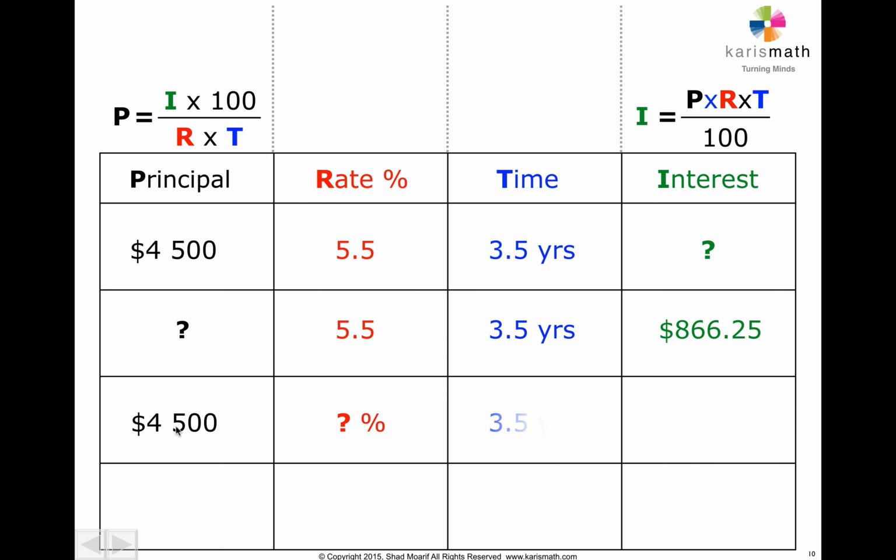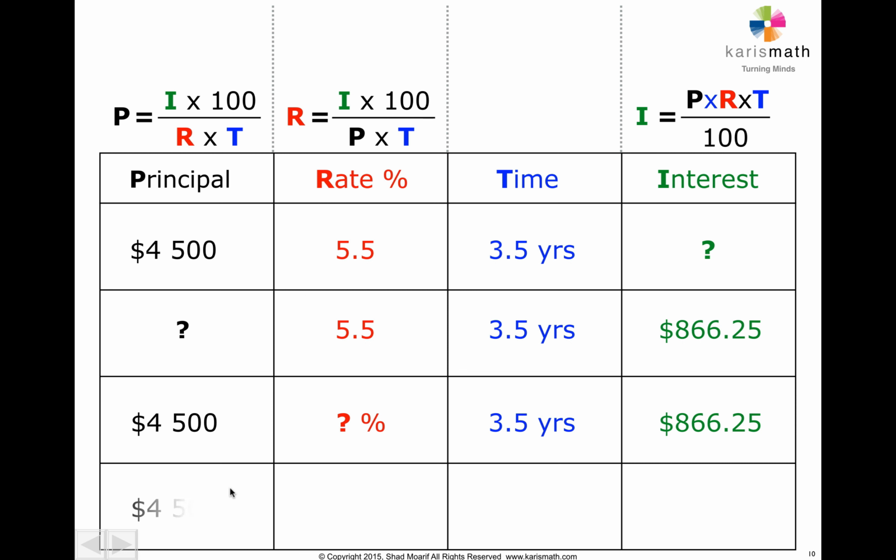What about this question here? We want to know the rate. All the others are known. R. What is R equal to? Okay, tell me. Say it aloud. R equals, very good, I times 100 over P times T.